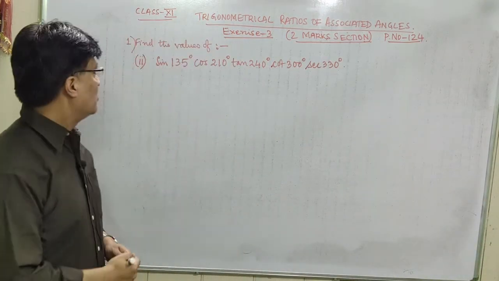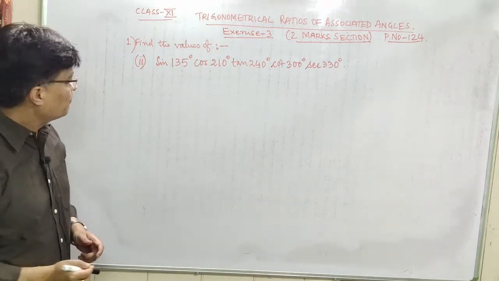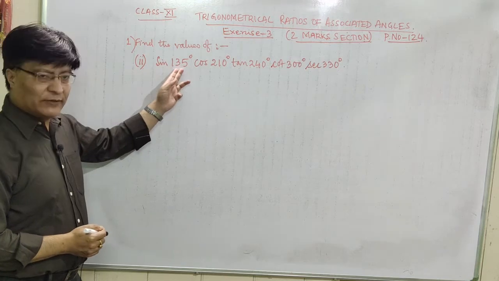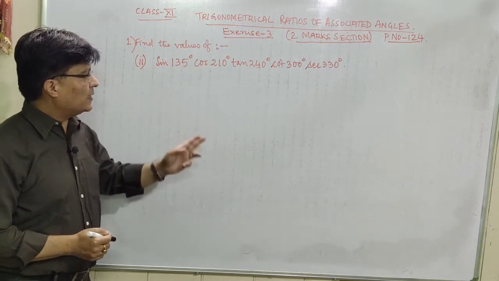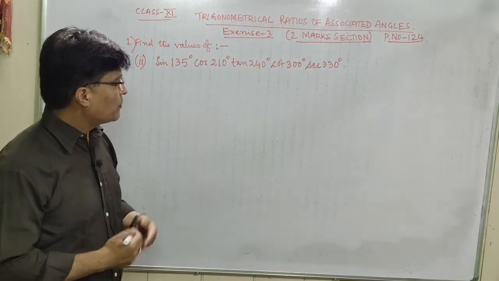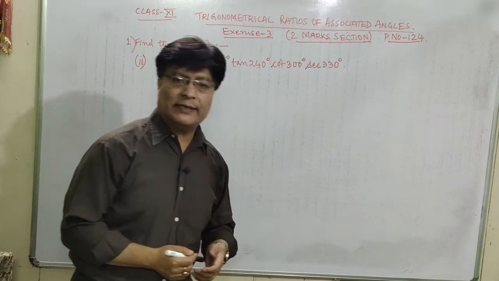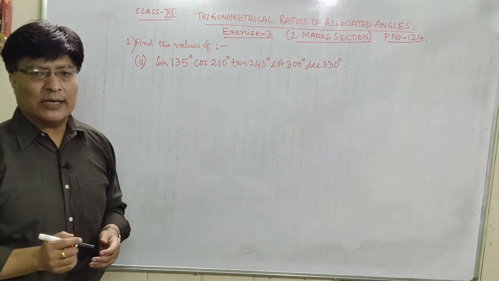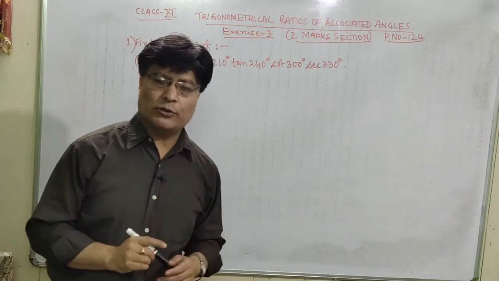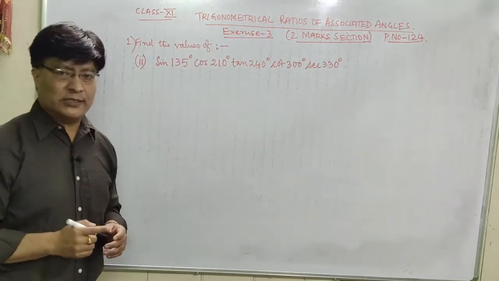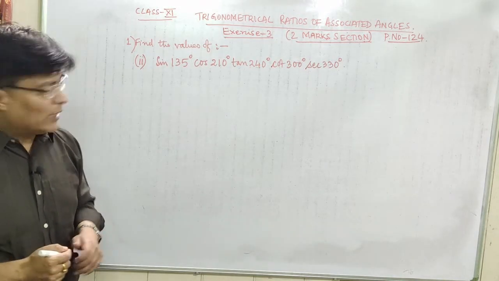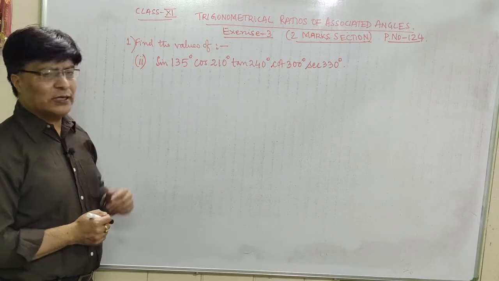So now we'll do the next question, that is question number 2. Here also you have to find out the values of sine 135 degree, cos 210 degree, tan 240 degree, cot 300 degree, sec 330 degree. In these cases, all the angles are less than 360 degree. So you don't have to divide the angle by 360 degree here, because all the angles are less than 360 degree.